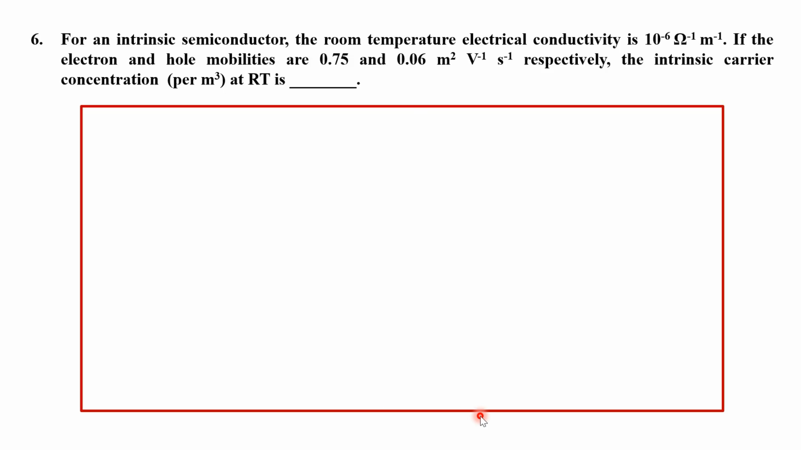So next we'll move on to the sixth question, that is the last question for today. For an intrinsic semiconductor, the room temperature electrical conductivity is given to us. If the electron and hole mobilities are 0.75 and 0.06 meter square per volt second respectively, the intrinsic carrier concentration at room temperature is dash. So can anyone give me the equation for this particular question? In case of semiconductors, what is the equation for conductivity?